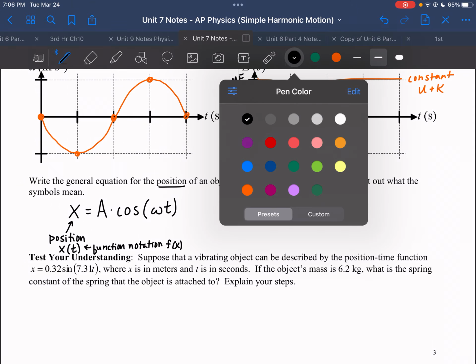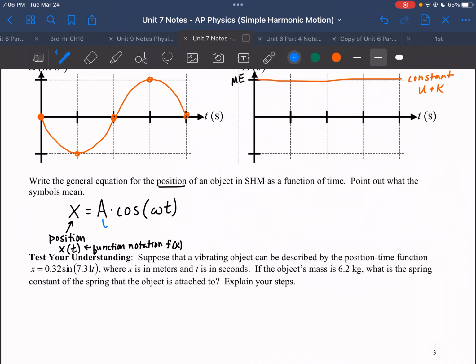A is going to be your amplitude. Omega, or w as some call it, is the angular frequency or angular velocity. And then t, this is our variable that is going to be changing. This is our time.